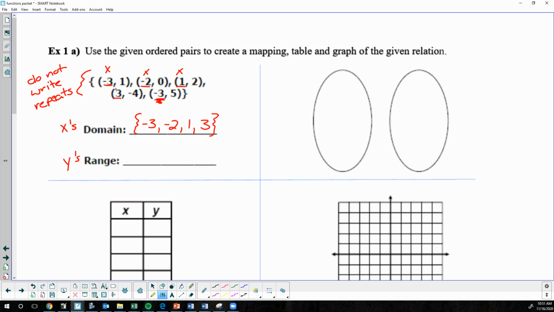The range are all the y's. So the y's are 1, 0, 2, -4, and 5. Again, it's nice to do it in order. The x's were pretty much in order. The y's are not quite. So I have one negative number. That's my lowest, so I'm going to start with that. Sorry, you actually cross them off as you go. -4, 0. Then I have 1. Then I have 2. And then I have 5. And I just did the domain and range for my set of ordered pairs.